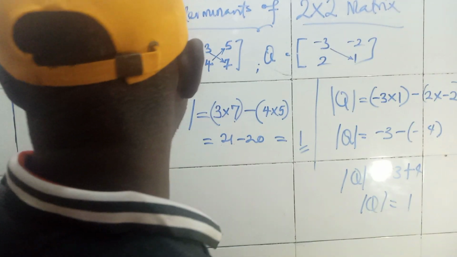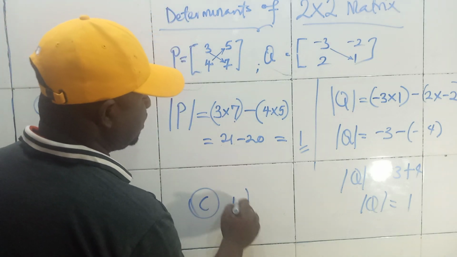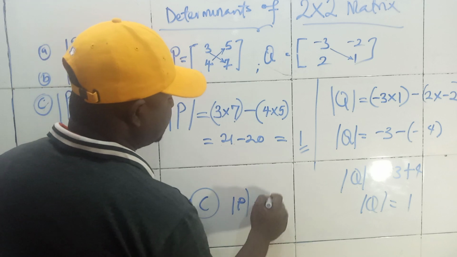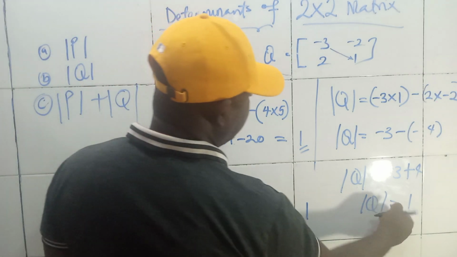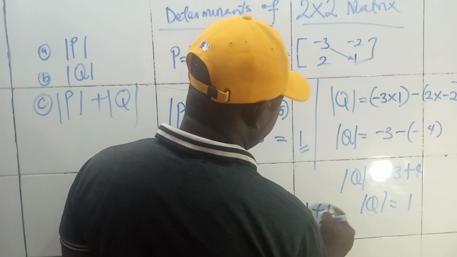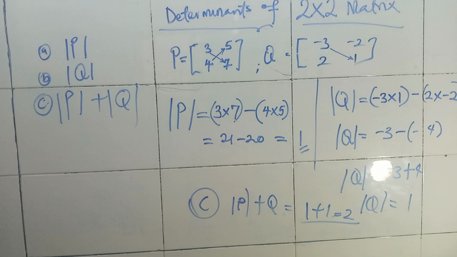And the question says P plus Q. So C, determinant P plus determinant Q. What's determinant P? 1. What's determinant Q? 1. So 1 plus 1 is equal to 2. So simple. Very, very simple. And we are done with it.